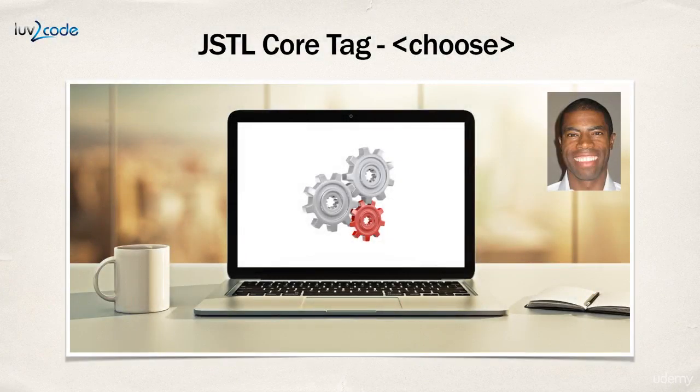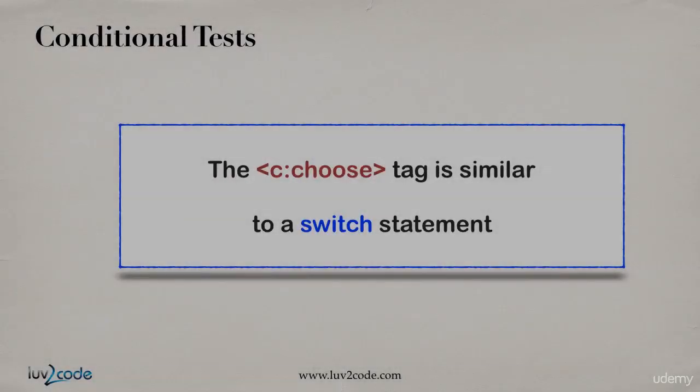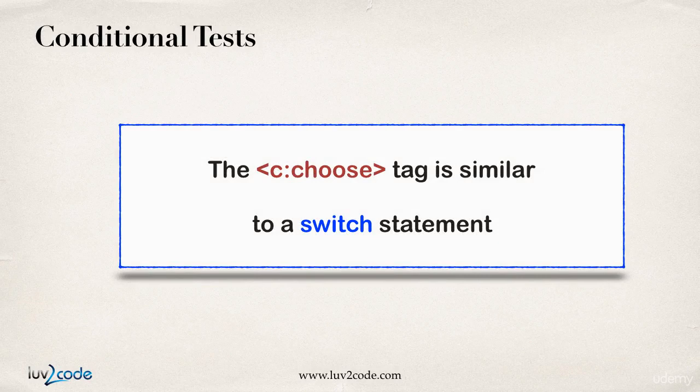Hey, in this video, we're going to learn how to use the choose tag. So JSTL has a choose statement. This tag is very similar to a switch statement. We can basically test some conditions and then we'll have an otherwise or default handler. And I'll show you some code examples on how to do this.